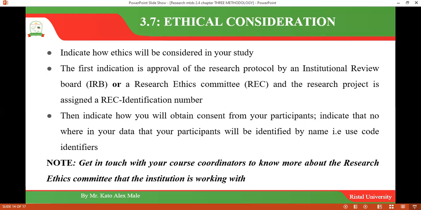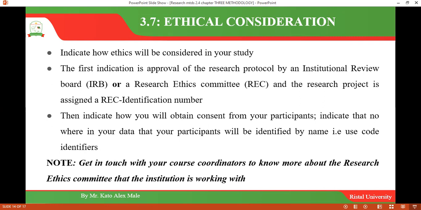Indicate how you'll obtain consent from your participants. Now this goes beyond the approval by a REC. You must tell us here how you will obtain consent. Will it be oral? How shall we be sure that the oral consent seeking was actually conducted? Meaning you will need to provide recordings. Will it be written? What steps will you follow?